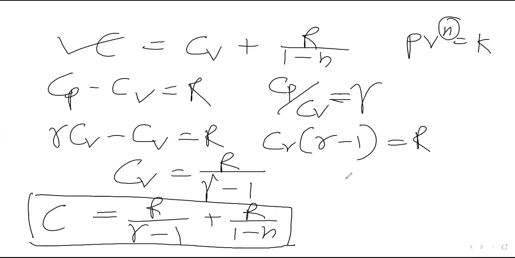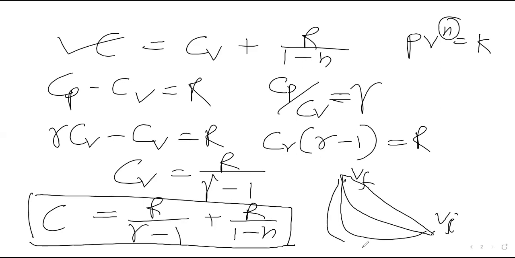Polytropic process means that when the process starts at V initial and goes up to V final, it can come down by many different paths, maybe, whatever I understood.